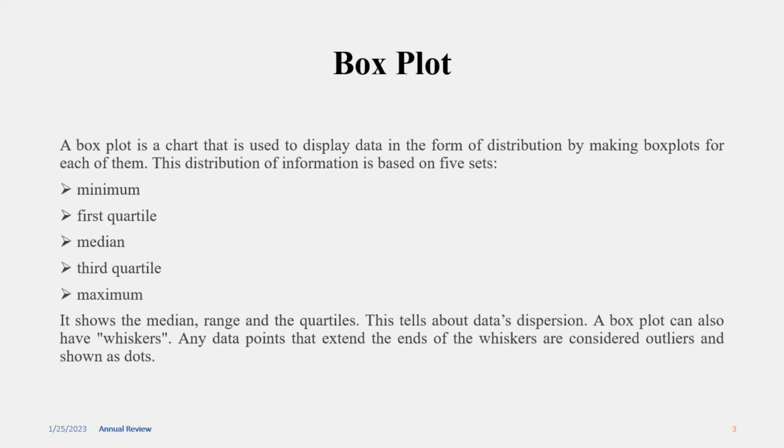It shows the median, range, and the quartiles. This tells us about the data's dispersion. A box plot can also have whiskers. Any data points that extend beyond the ends of the whiskers are considered outliers and shown as dots.